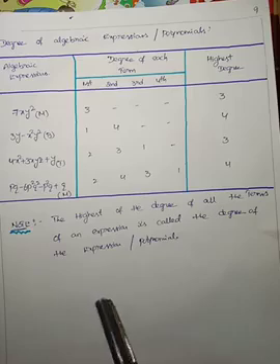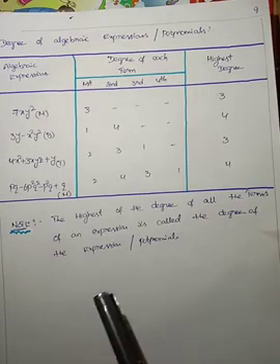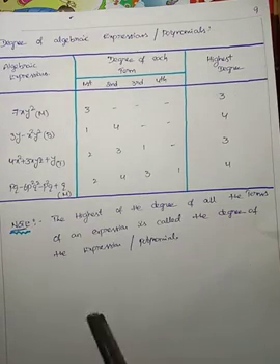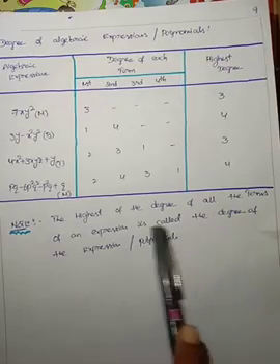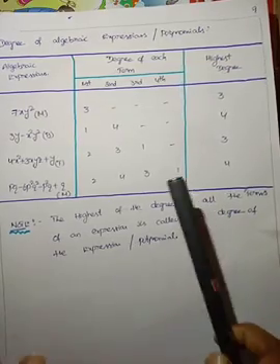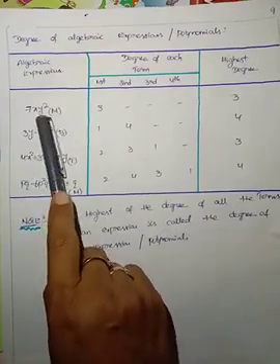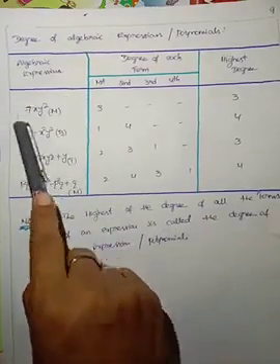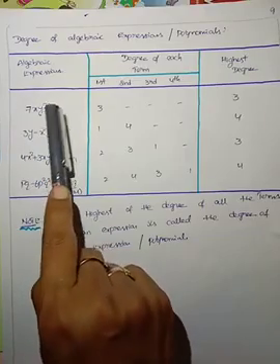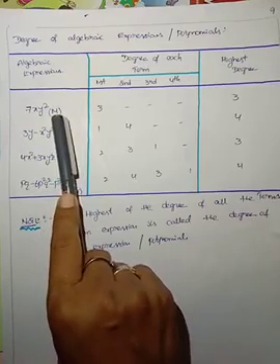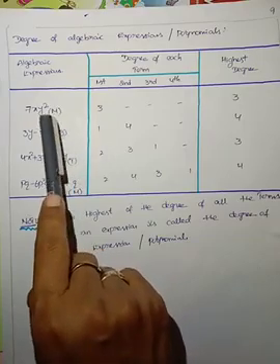For each term, we have to write down its degree, and whichever term has the highest degree, that is the degree of the total polynomial. Here is one example, 7xy square. How many terms here? Only one term, which means it is a monomial. What is the degree of the monomial here?